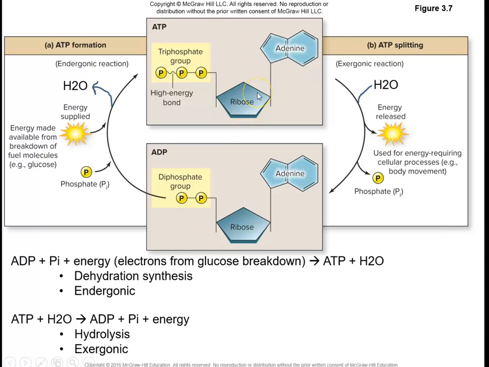The reverse direction, on the other hand, is where ATP with water and the release of energy produces ADP plus inorganic phosphate. You'll see that this is an exergonic reaction because it releases energy. It consumes water, making this a hydrolysis reaction.